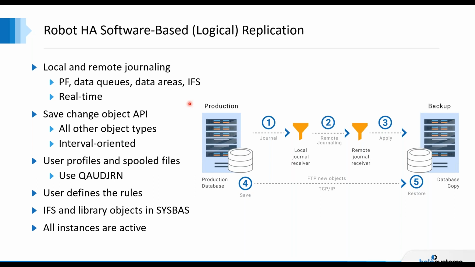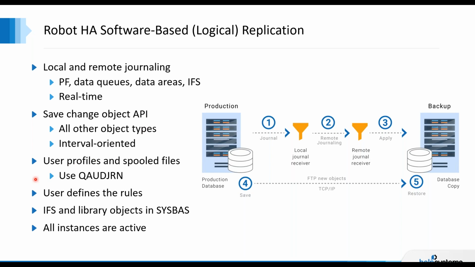We use save change object APIs to pick up the net new objects and send those over from the source to the target. I also think that's where you don't have to do as many audits with our solution, because the APIs are more efficient than reading QAUDJRN, which quite honestly was developed for auditing security on IBM, not necessarily for HA purposes, even though it has served as a source for that. We do use the audit journal periodically for getting profiles and spool file information across the system.